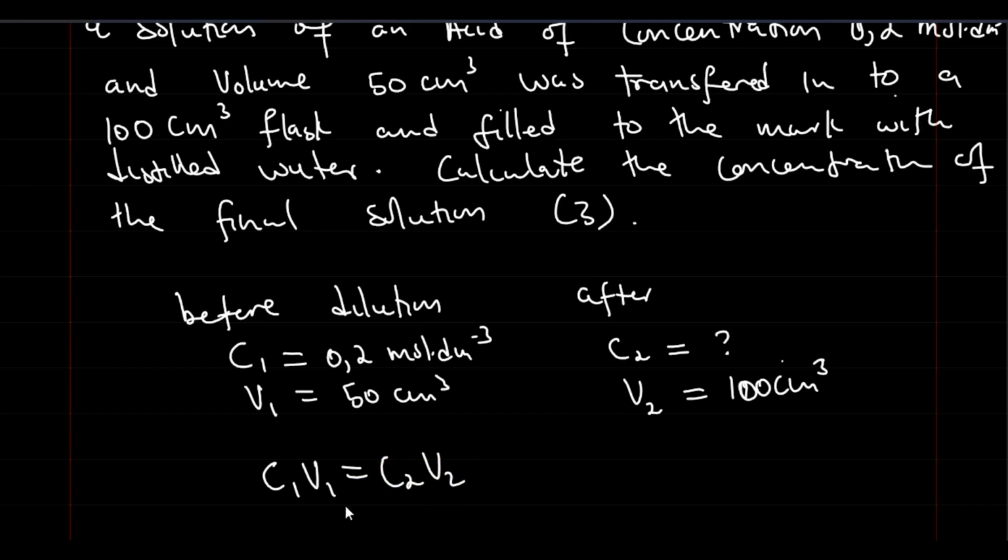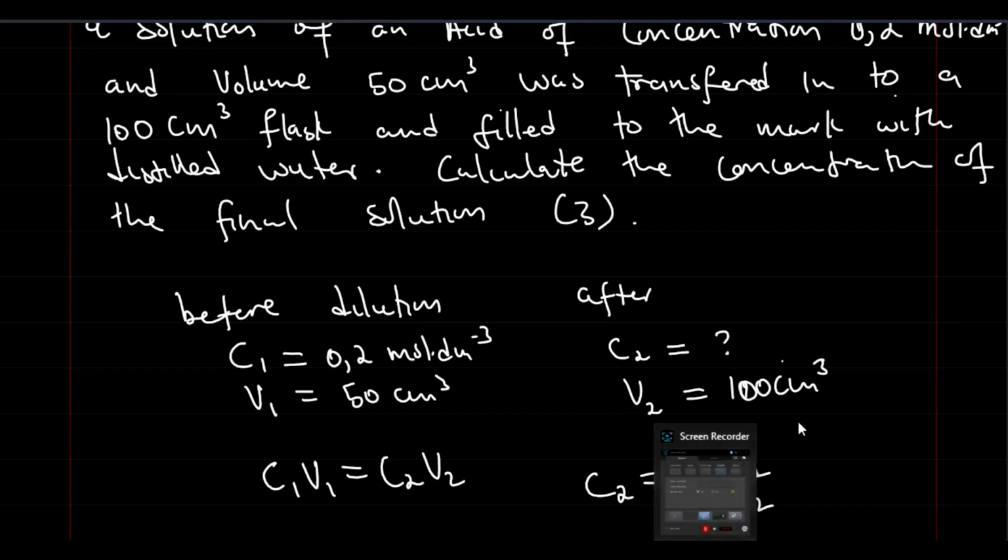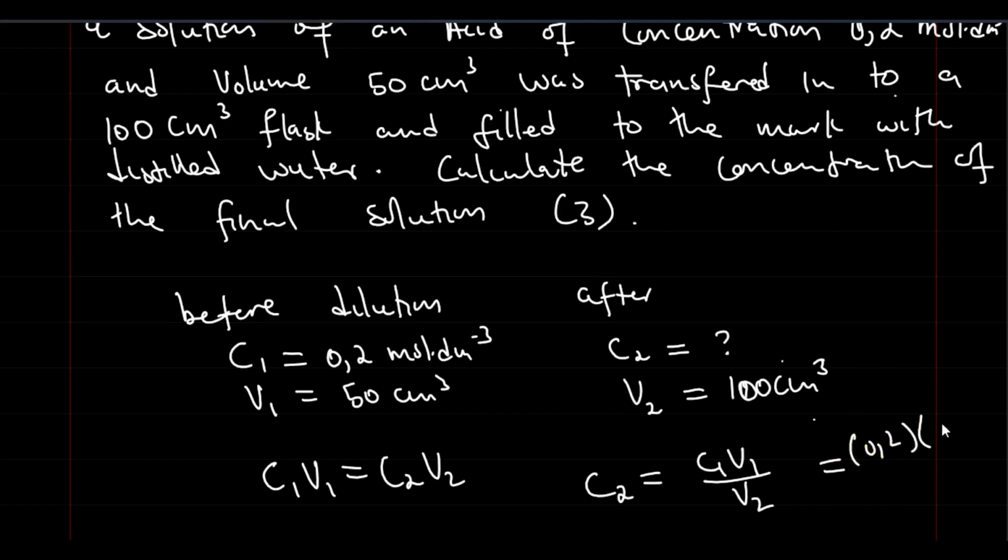So now I'm looking for C2. If I make C2 the subject of the formula, I divide both sides by V2. So C2 is equal to C1 V1 over V2. You see? Over V2. So now, how much is C1? C1 is 0.2. How much is V1? V1 is 50 cubic centimeters over V2, which is 100.